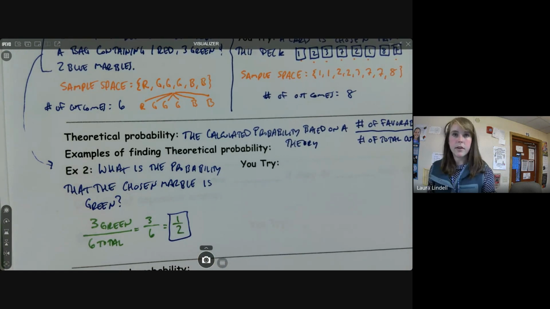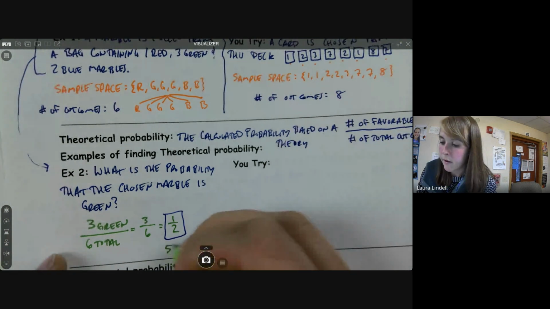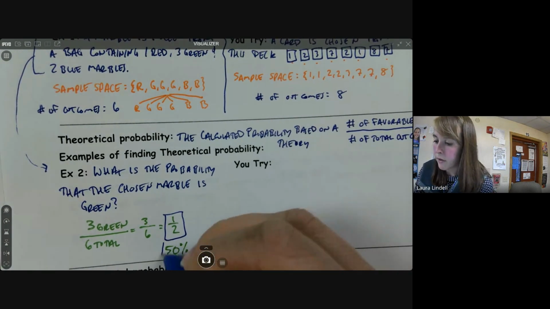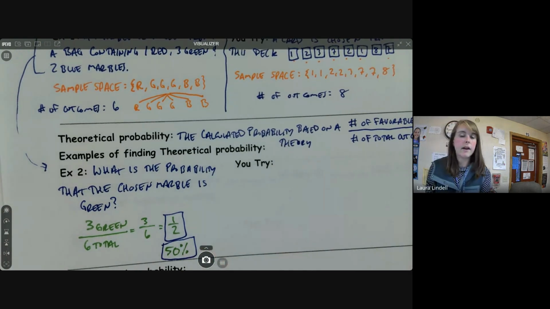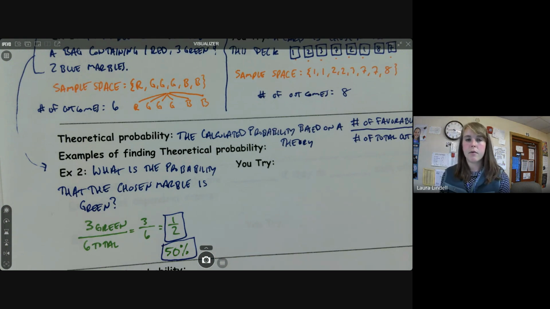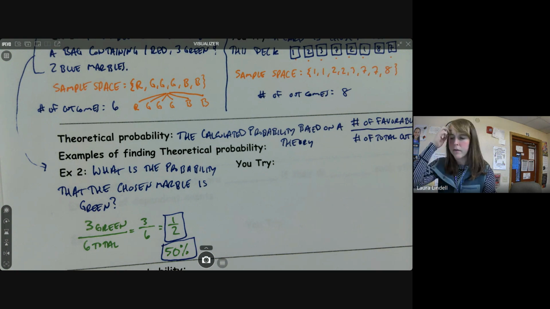If we were going to turn this into a percentage, if you didn't know, 1/2 is also known as 50%. The other way you could figure out the percentage is you could divide in your calculator. You could do 1 divided by 2 and then multiply by 100. That's 50%. Or you could divide 1 divided by 2 and then move the decimal over 2 places. That will also get you your percentage. Okay. So let's try another one.